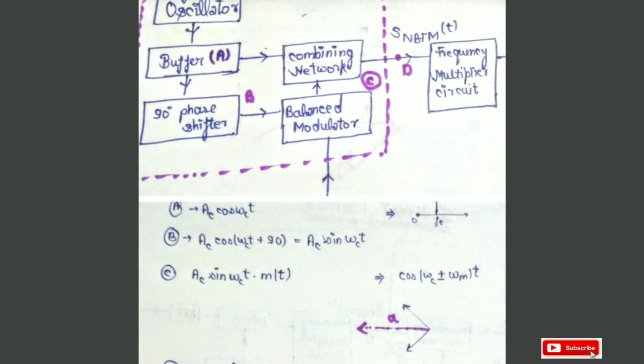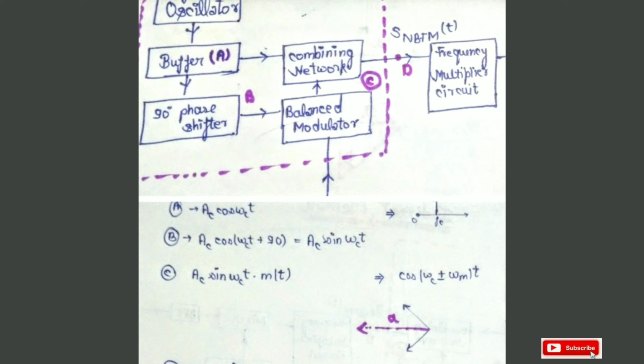As we know, this is the multiplication of two signals, because the message signal is also taken as a cosine signal. So 2 sin A sin B gives cos(A minus B) minus cos(A plus B). So we have two cosine signals. In this way we have two signals: the first frequency is ωc minus ωm, and the second frequency is ωc plus ωm. So we have a lower sideband and an upper sideband.